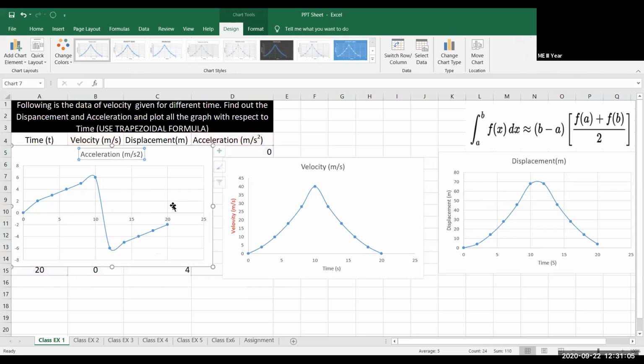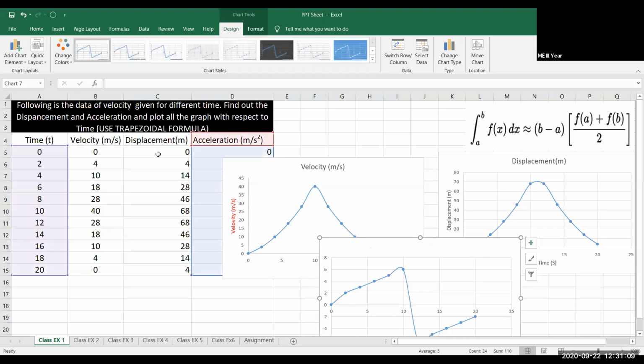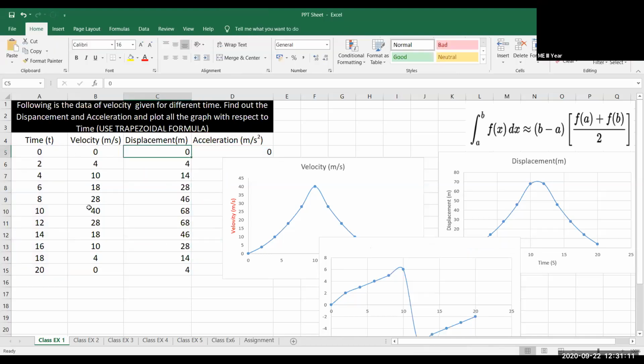Trapezoidal method. You just have to find out the displacement value if the values are given. If values are not given, then in the next example we will see it. Means initial data is not given. In that case, using the formula you have to find out the function value, and then you have to find out the integral value. So we'll see in the second example.